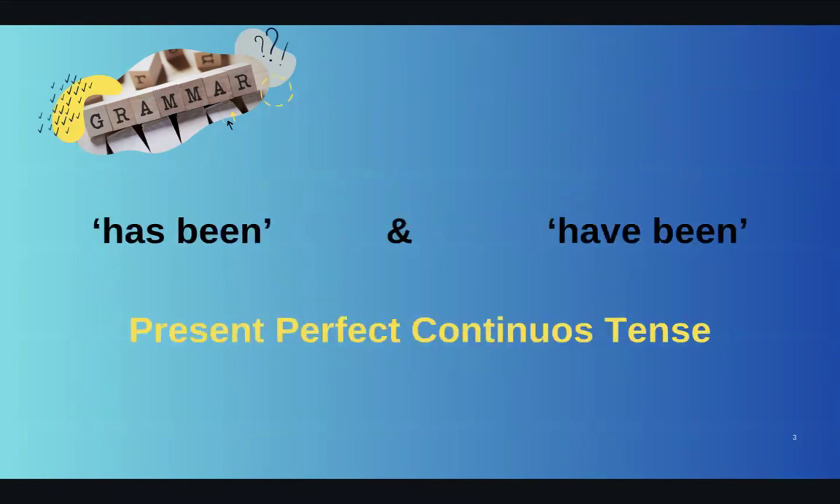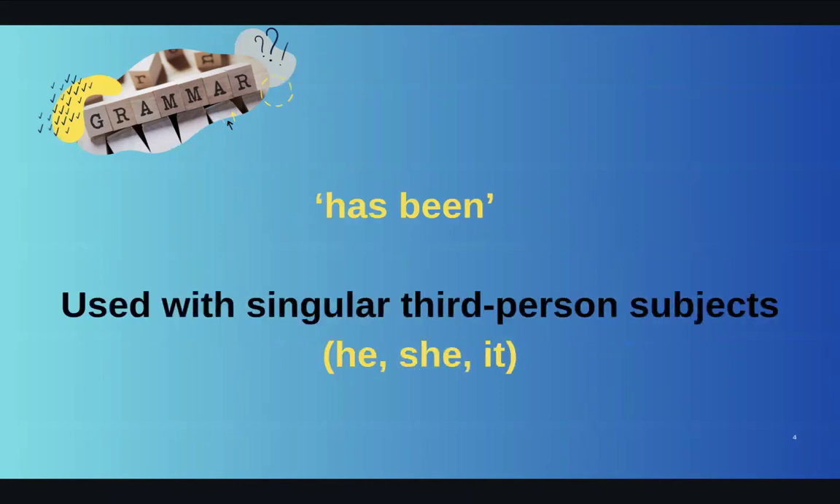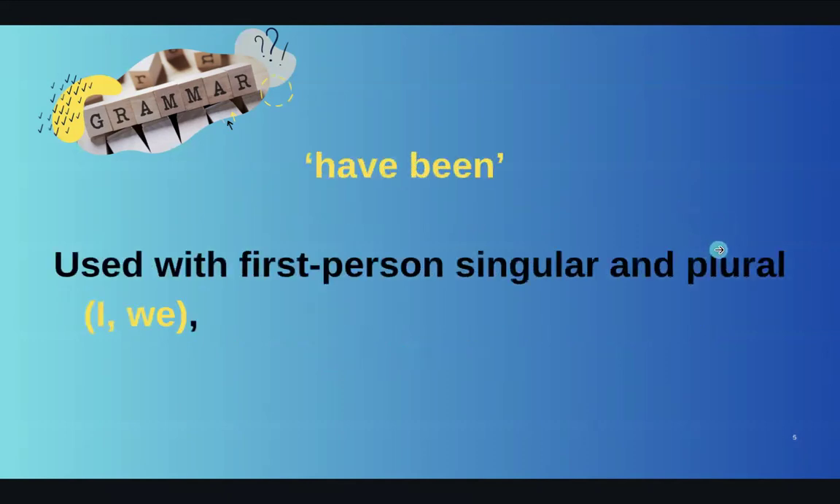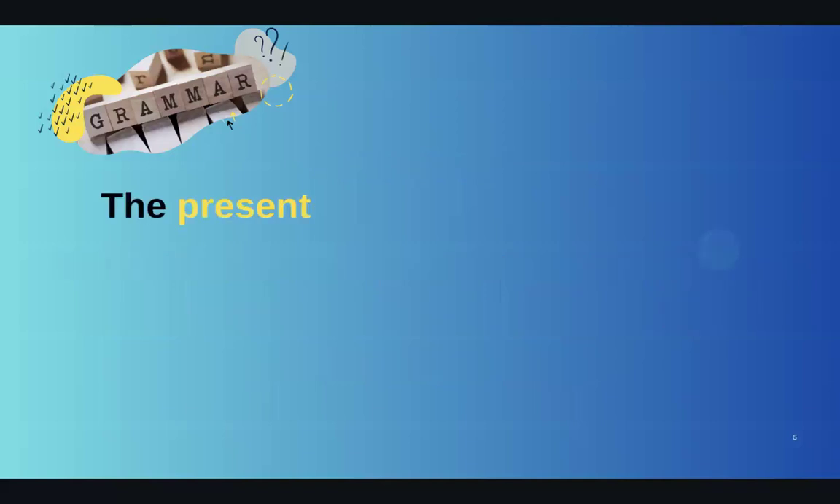Let's begin. First, we have has been and have been. They belong to present perfect continuous tense. Has been is used with singular third person subjects he, she, it, while have been is used with first person singular and plural I, we, second person you, and third person plural they.